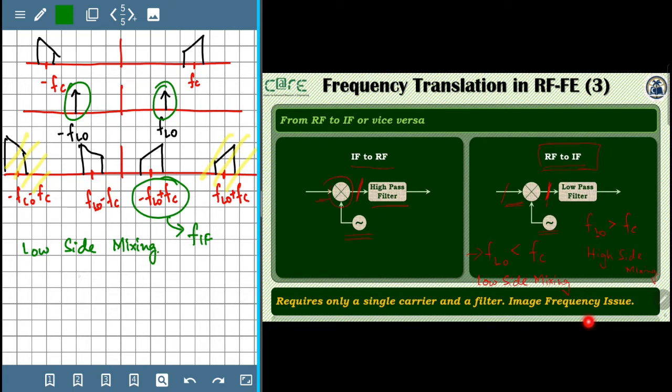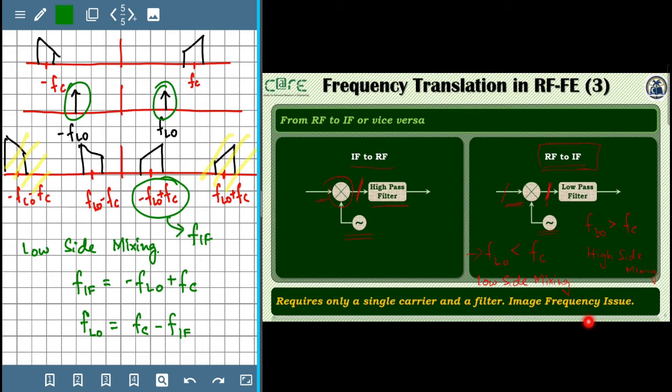We have FIF equal to minus FLO plus FC, or put another way, we can say that FLO, the local oscillator frequency for low side mixing, needs to be FC minus FIF. Depending upon where we want our IF signal to lie, we can select the local oscillator frequency based on the center frequency of the RF signal.